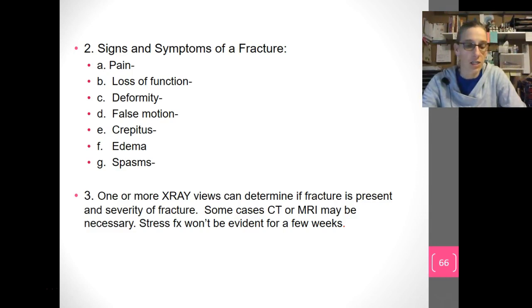Spasms are caused by muscles near the fracture contracting, and if a long bone is involved, such as the femur, the spasms may actually cause shortening of the limb. One or more x-ray views can determine if a fracture is present and the severity of the fracture. In some cases, CT or MRI may be necessary. Stress fractures won't be evident for a few weeks.